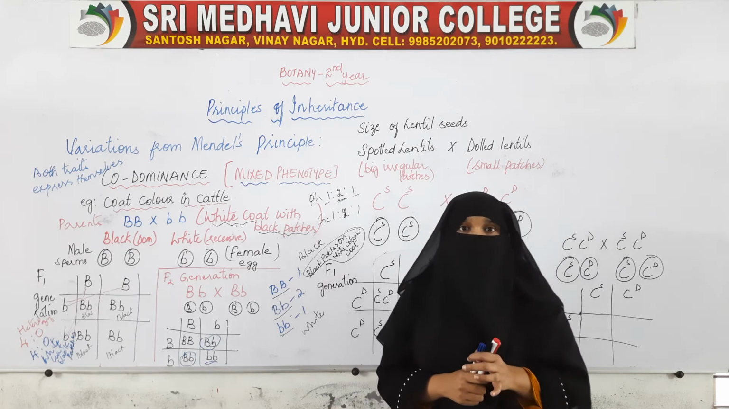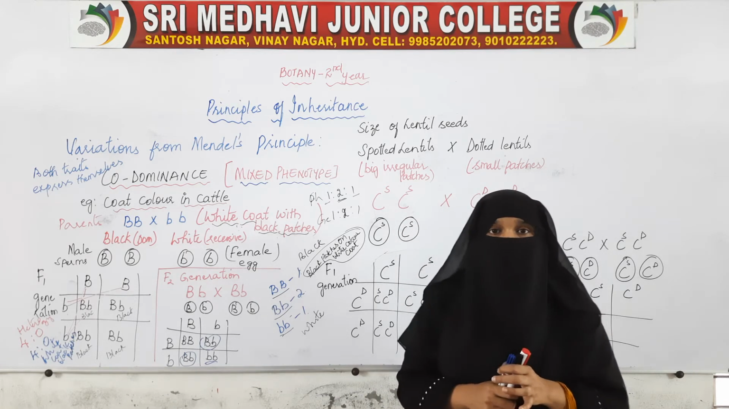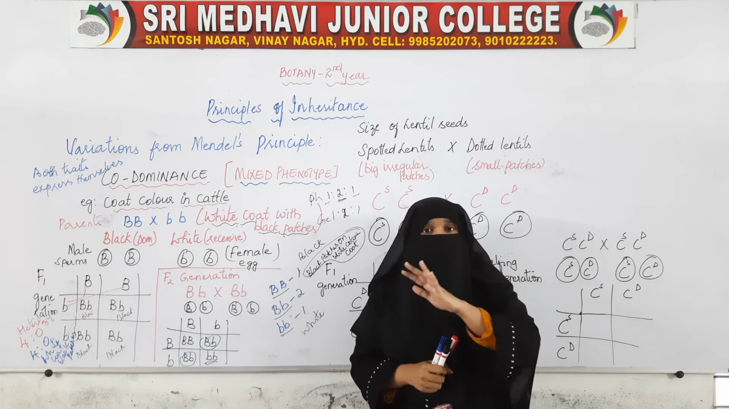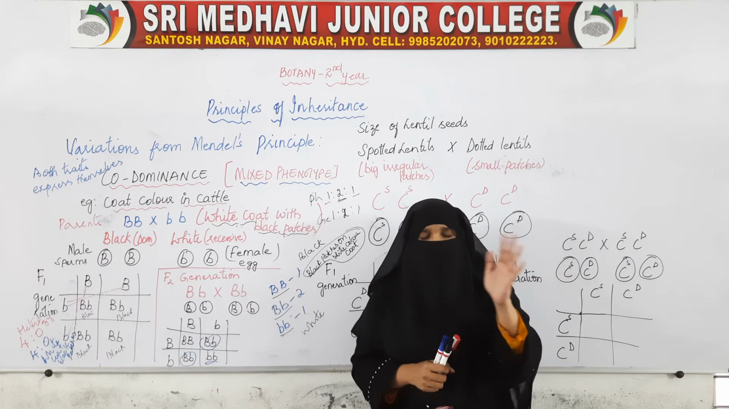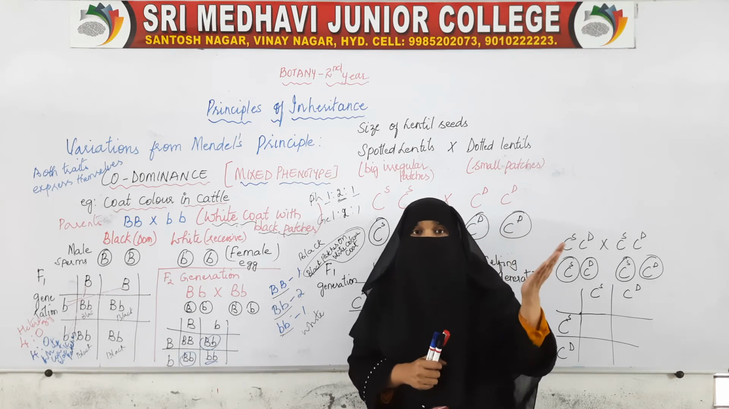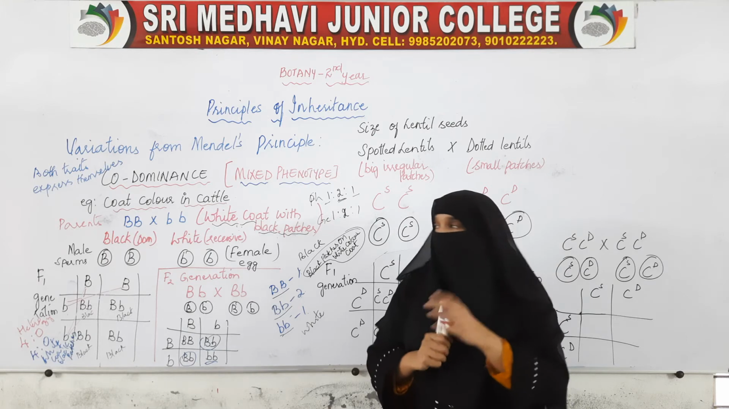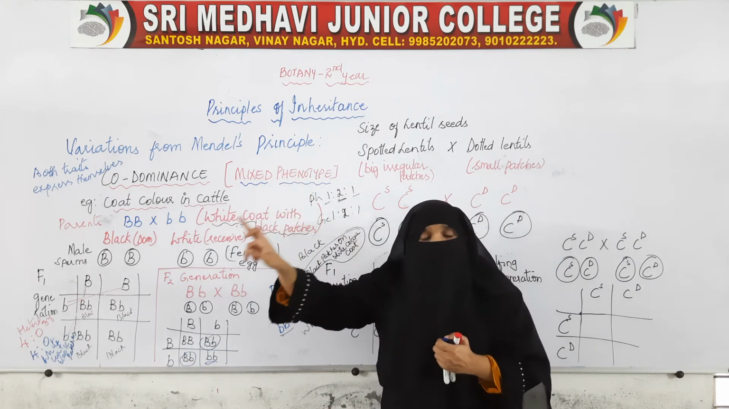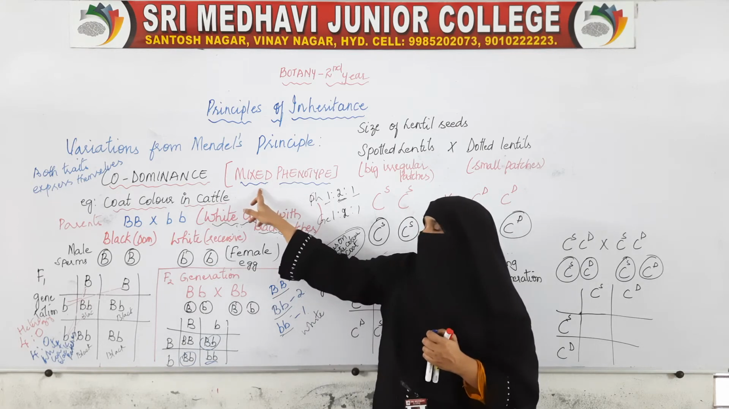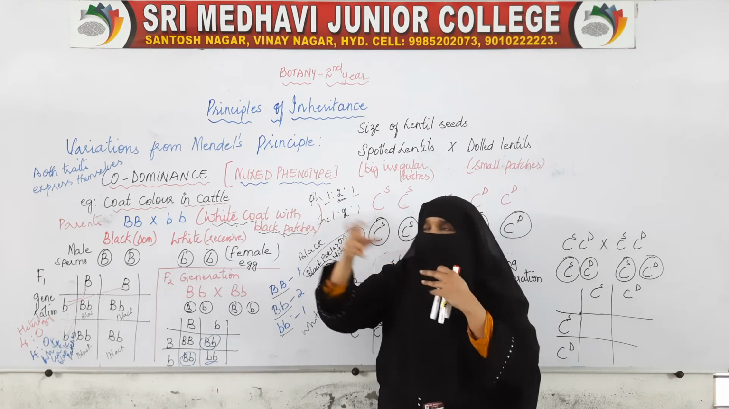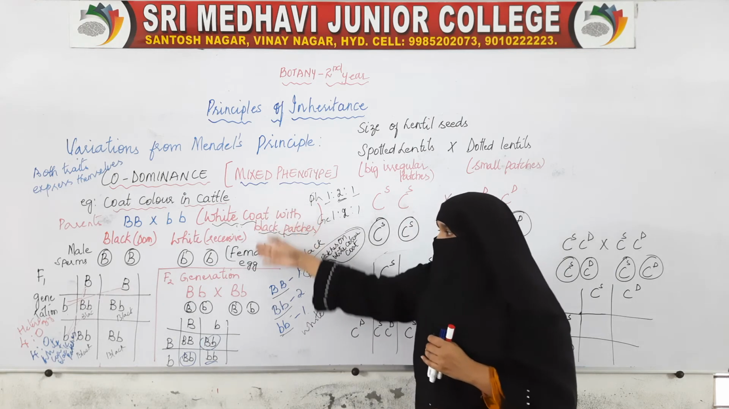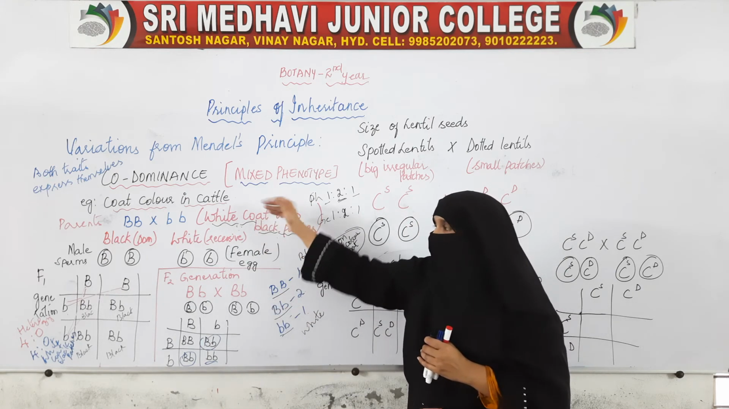But the difference between codominance and incomplete dominance is that in incomplete dominance, a gene is unable to completely dominate. So that is why we get an intermediate phenotype. And in codominance, both the genes are able to dominate. So that is why we get a mixed phenotype in codominance. So this was one example which shows codominance.